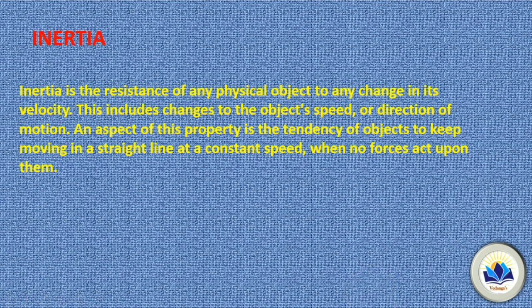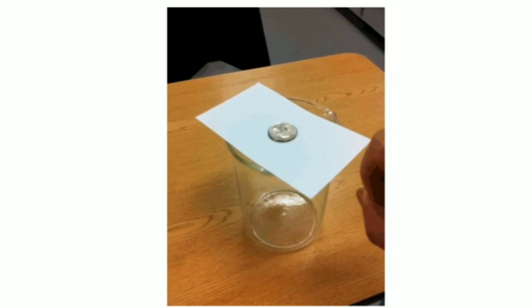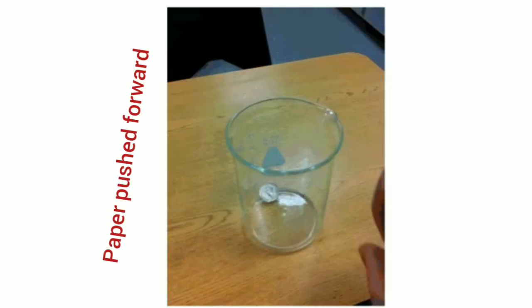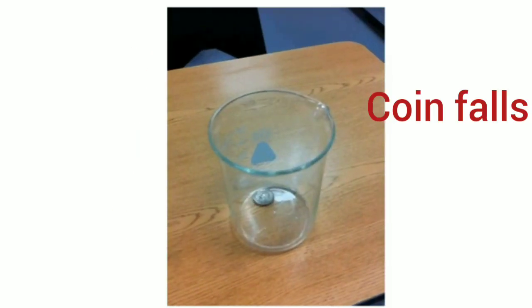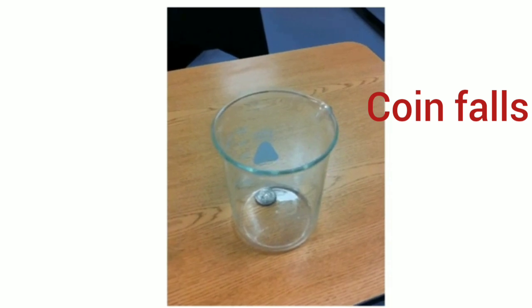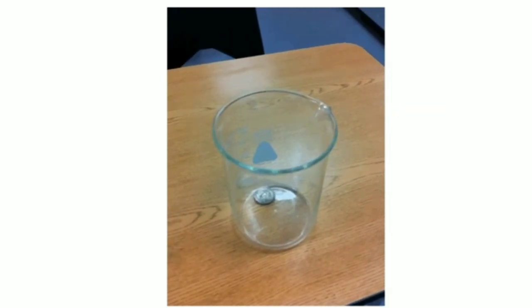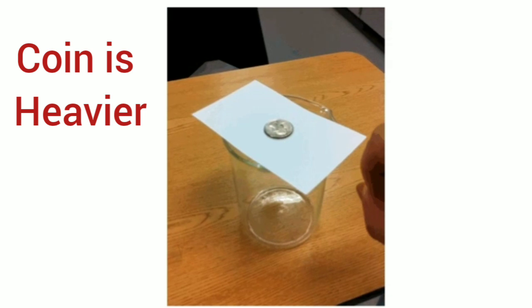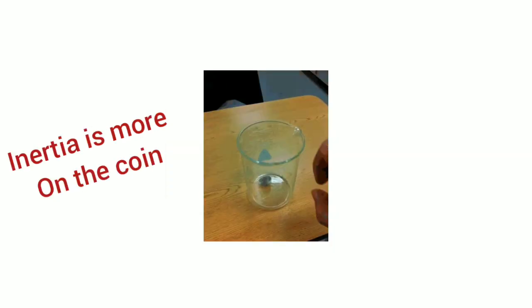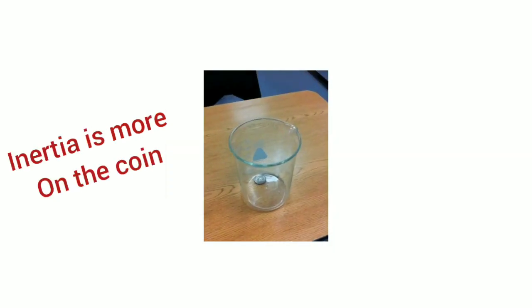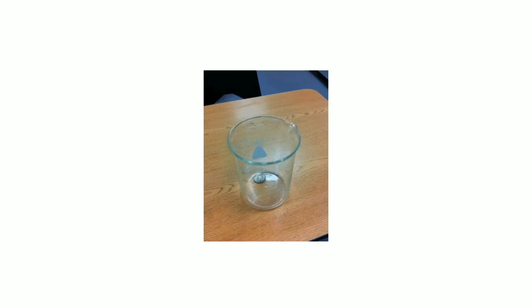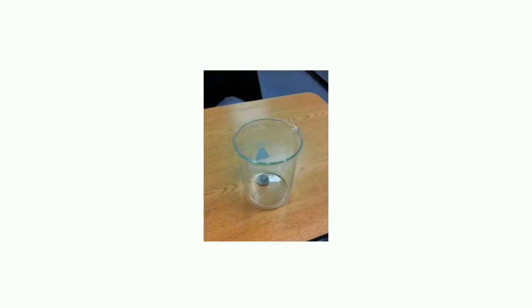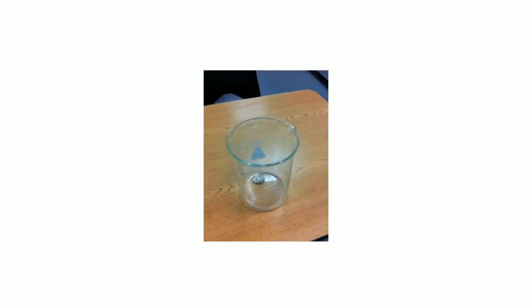So for example, here we can see that when the paper is pushed forward, the coin falls in the glass because the coin is heavier than the paper. So inertia is more on the coin. So the paper went forward and the coin fell into the glass.